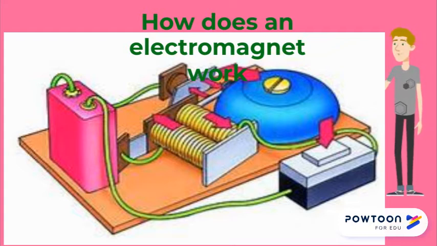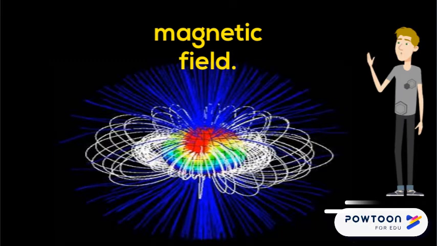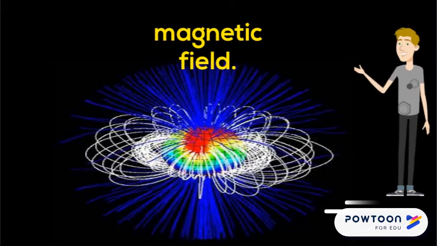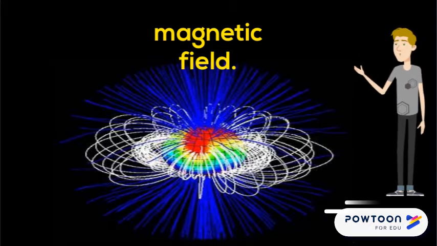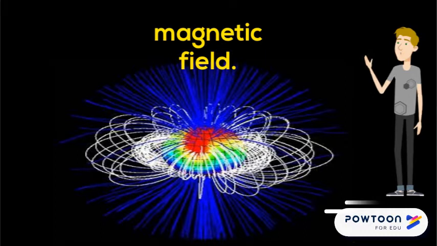Now let's discuss a bit about how electromagnets work. There is a strong relationship between electricity and magnetism. The electricity in the wire coils creates a magnetic field. The iron nail is right in the middle of this magnetic field. Because the iron nail is a magnetic material, it becomes magnetized by the field.